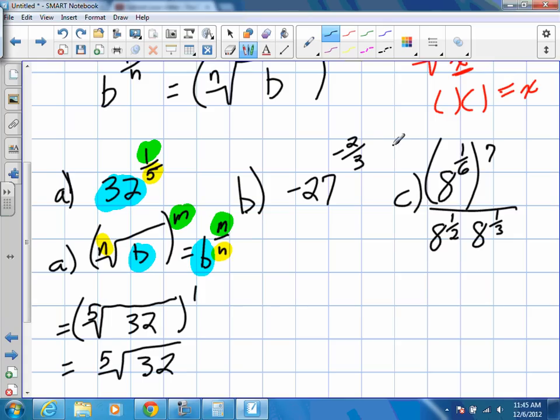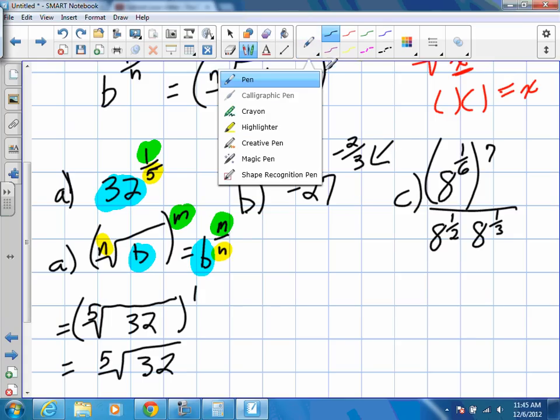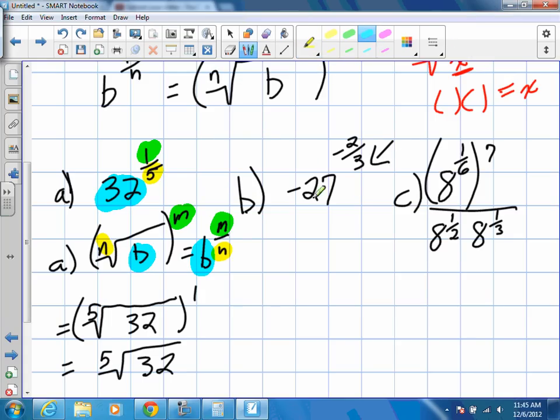Let's go to the next one here. Okay? What would be considered my base in this question? Base would be negative 27. Our numerator is negative 2. Okay? Or positive 2, whatever you want to look at it. And our denominator is 3.